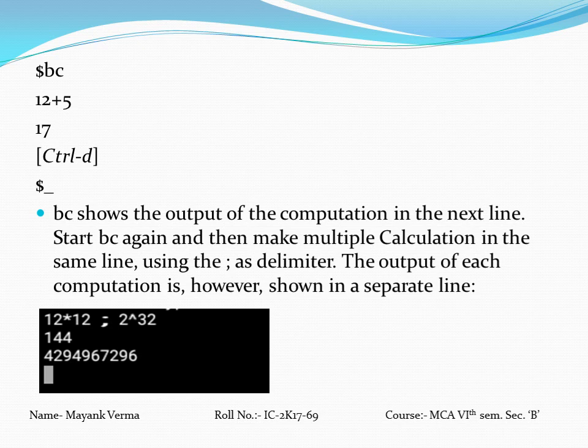You can see this example: 12 multiplied by 12, semicolon, 2 to the power 32. It will result in 144, the value of 12 multiplied by 12, and 2 to the power 32. The result will be displayed in the next line.